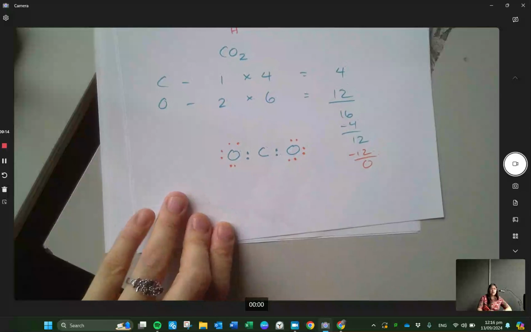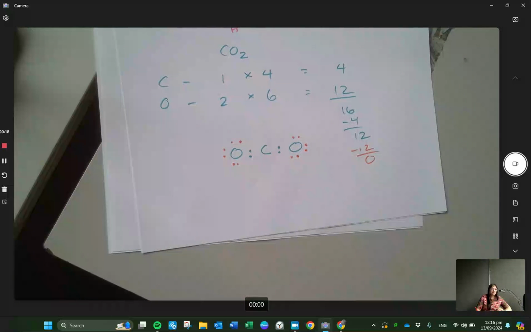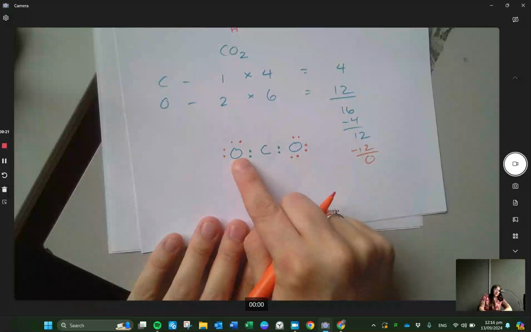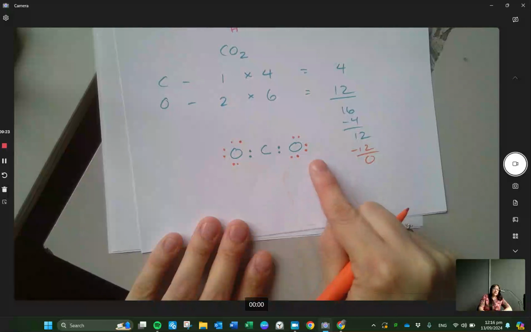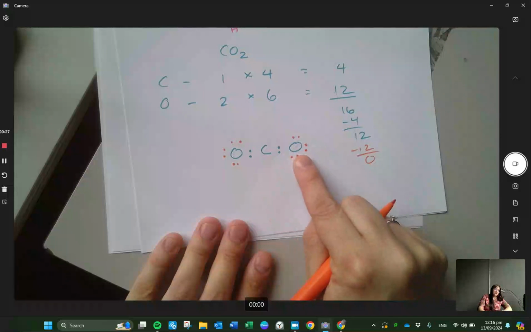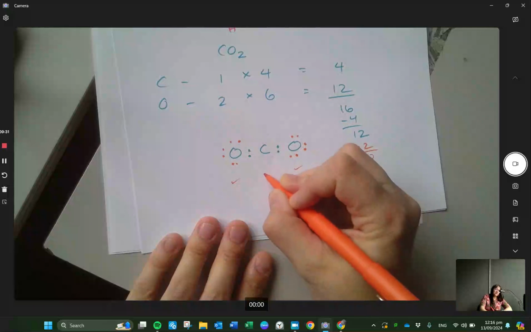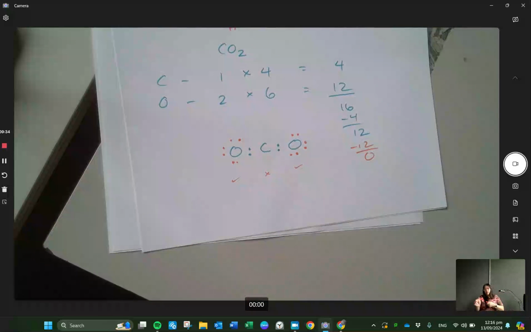Now I'm going to double check just to make sure everyone's stable, because it's all for stability. So oxygen here, 2, 4, 6, 8. That one's stable. Carbon, 2, 4. That's not stable. And then this oxygen, 2, 4, 6, 8. So that one's stable. So these 2 are stable. This one is not.